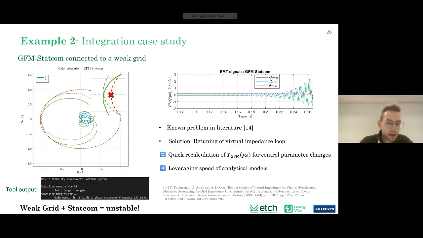So one solution is the retuning of the virtual impedance loop. This is what I'm going to show in a bit. But I just want to highlight that this is very quick within the tool. You can do a fast recalculation of the admittance matrix of your grid forming converter. And this is really leveraging the speed of analytical models.